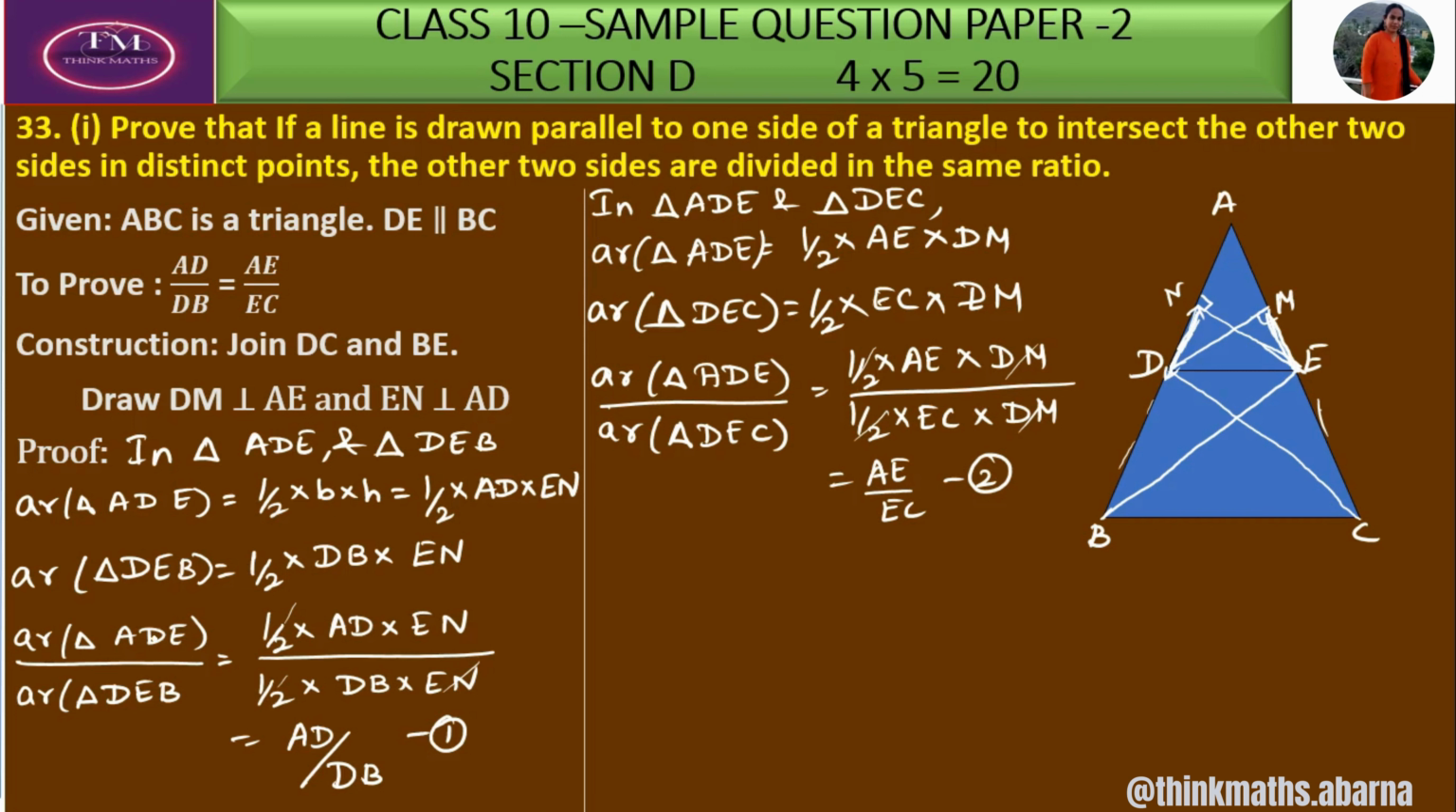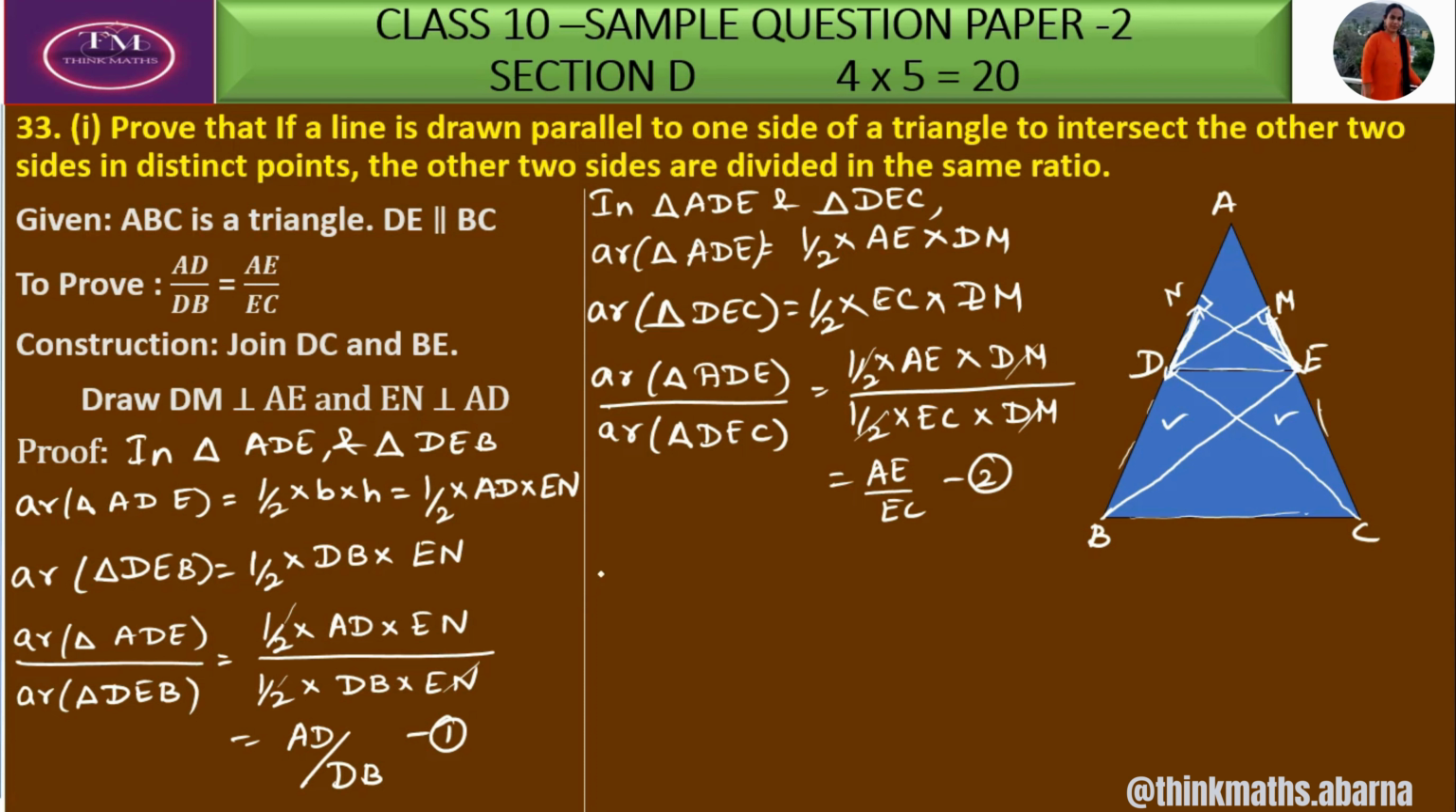Okay. Now if you check, the numerator is the same in both equations. In 1 and 2, the numerator is same. Only the denominator is different: DEB and DEC. DEB is the triangle in the lower part, and DEC is also in the lower part. These two triangles lie on the same base DE and between the same parallel lines. So then both their areas will be equal.